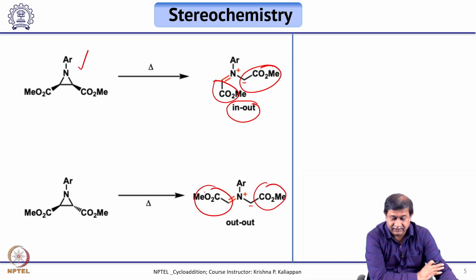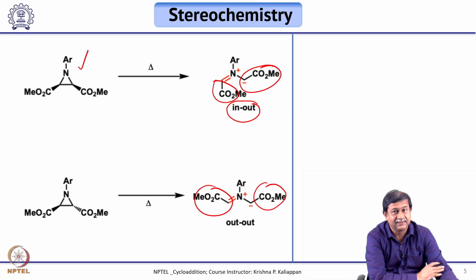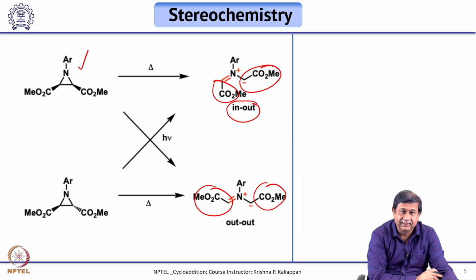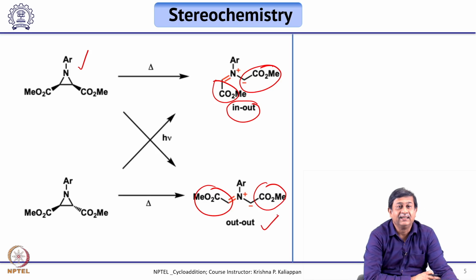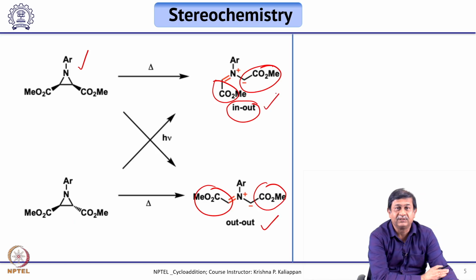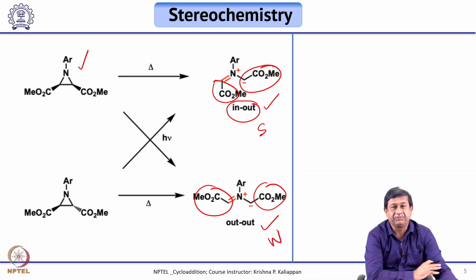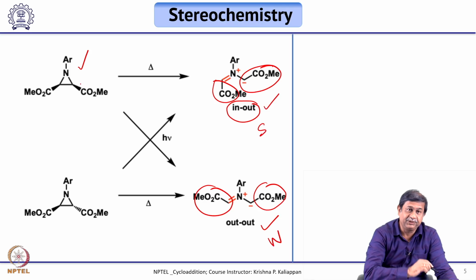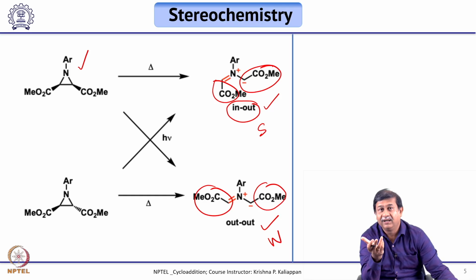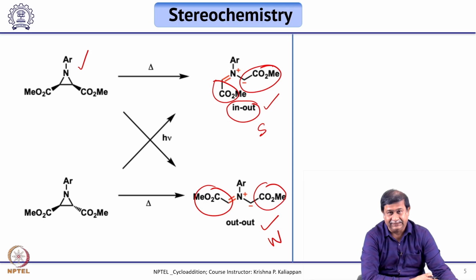And if you take the trans one and do the same, now you will get this W-shaped ylide. So this is W-shaped, this is S-shaped ylide. And from cis, if you shine light, then you will get the out and out ylide, or if you take the trans one and shine light, then the in and out ylide. So here S-shaped, here W-shaped ylide, depending on the substituent you have in the aziridine, and also depending on the condition which you use, either thermal or photochemical. Accordingly, you get the stereochemistry of the dipole.